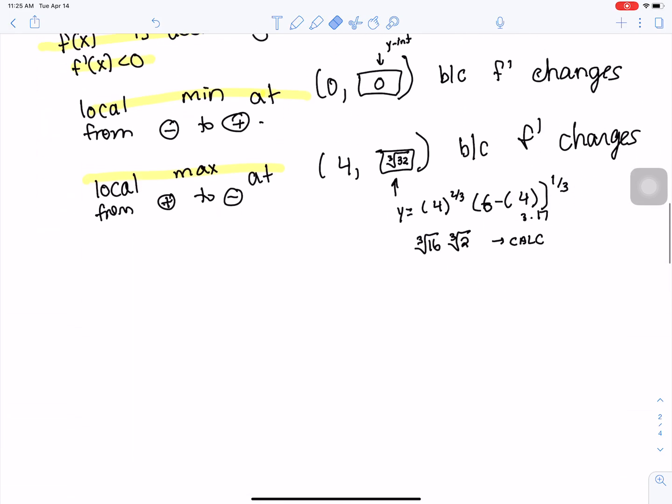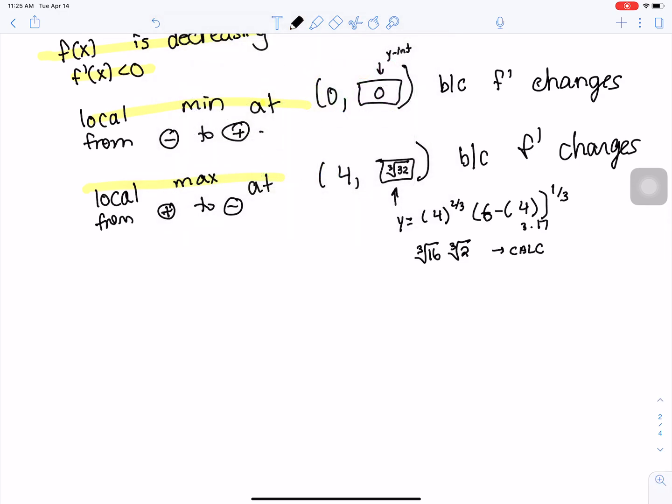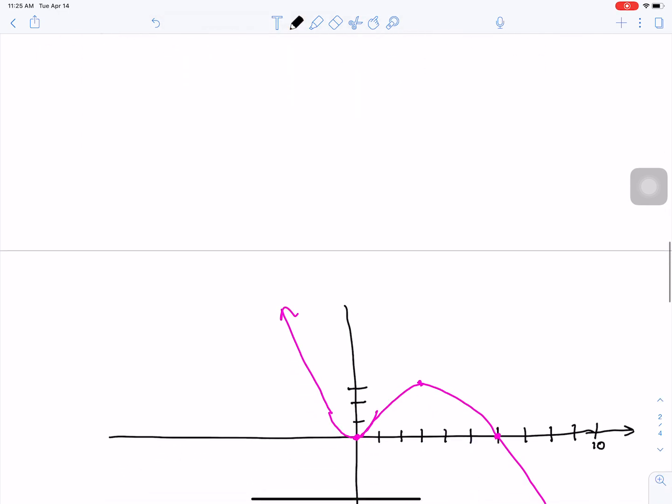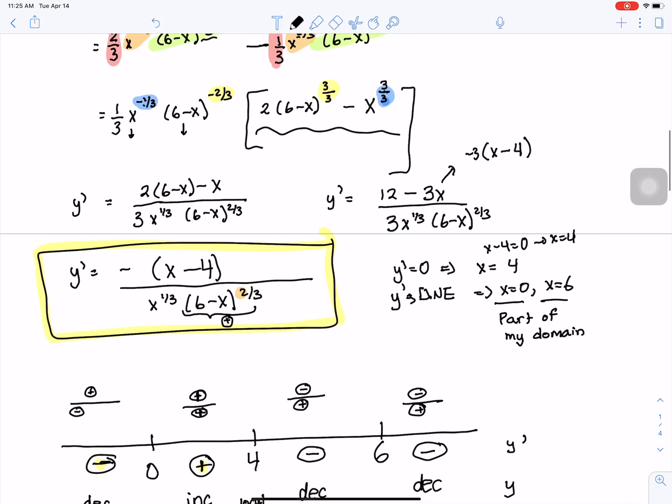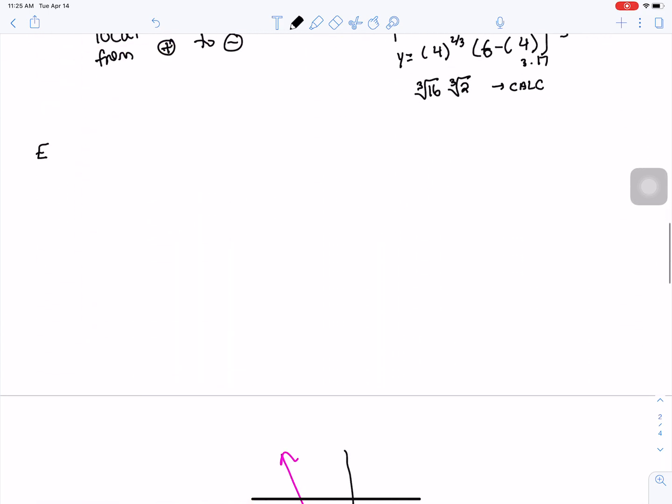So now what we're going to do is do our second derivative information and then add that to our graph. So this is step E, I believe. Wait, oh, no, F we're on. So my last step would be my second derivative stuff.